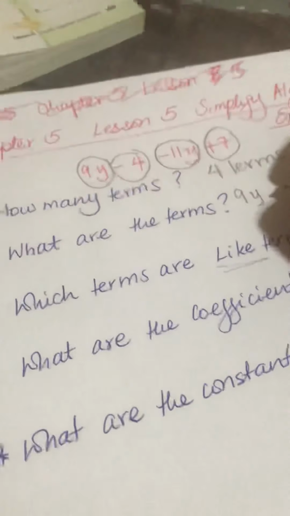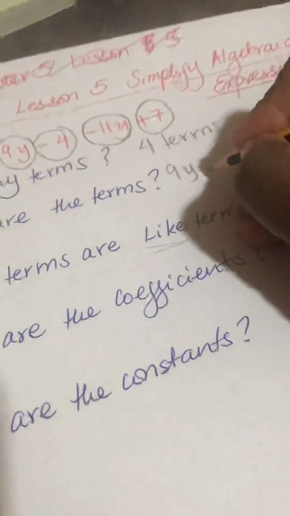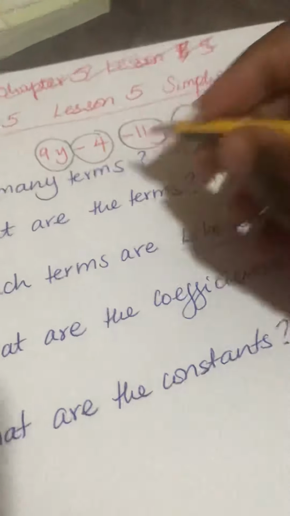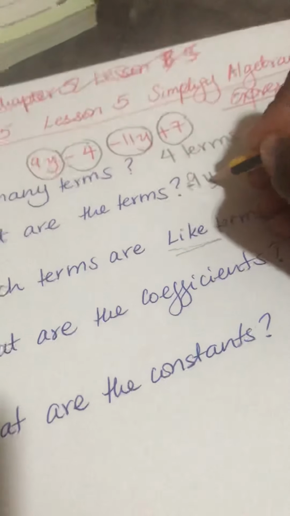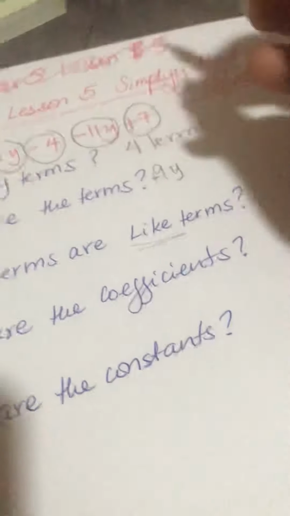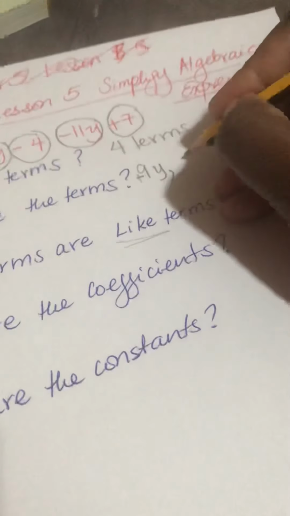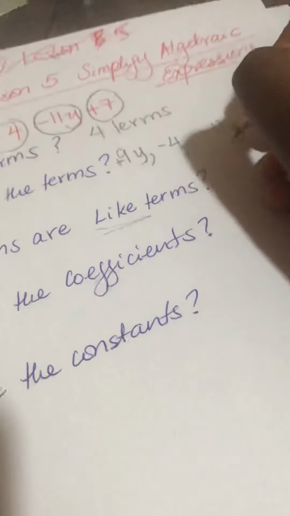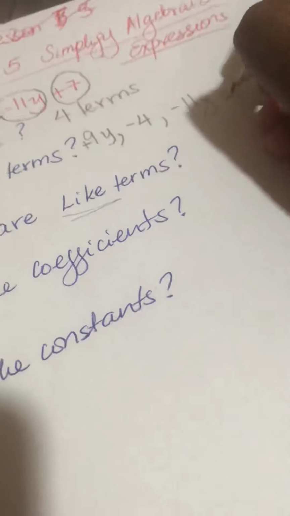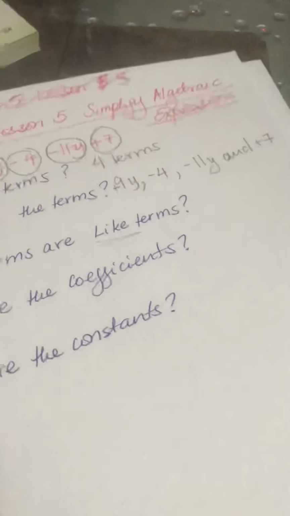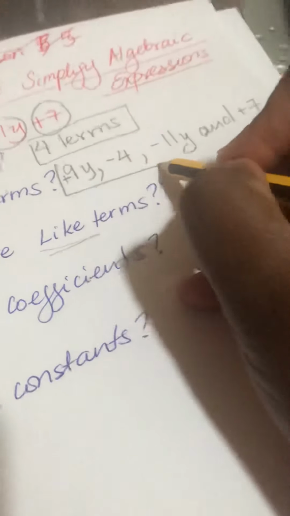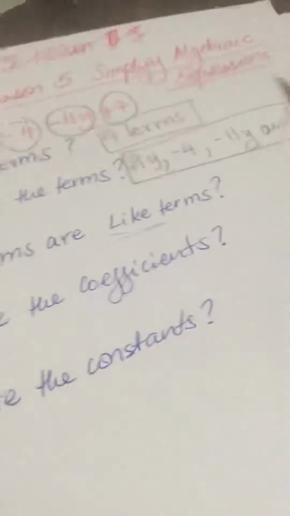9y. I can separate them with a comma. Yes. 9y. It is positive. I don't have to put the positive, but I like putting it so that when I'm doing my work, I understand. So positive 9y. How do I know it is positive? Because there is no sign here. Okay. Negative 4. Negative 11y. And, because it's the last one, positive 7. Okay. So this is the answer to this. I put it in a box.